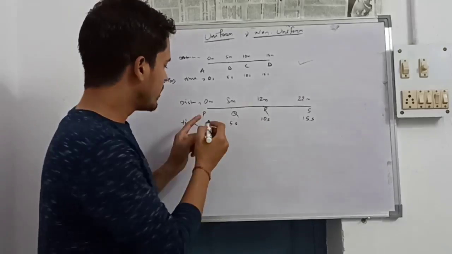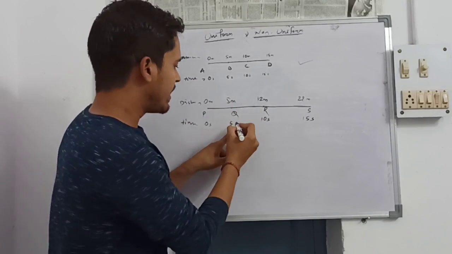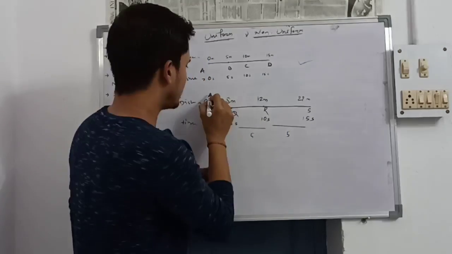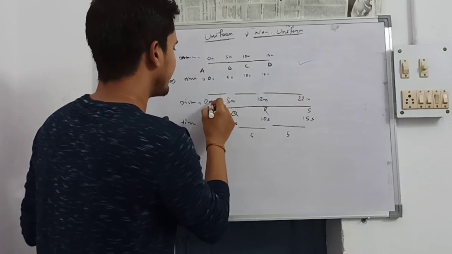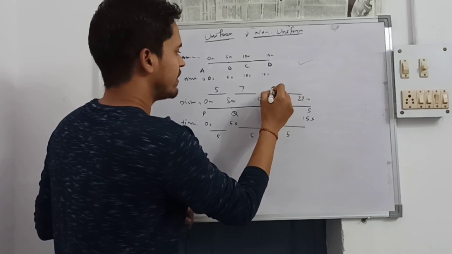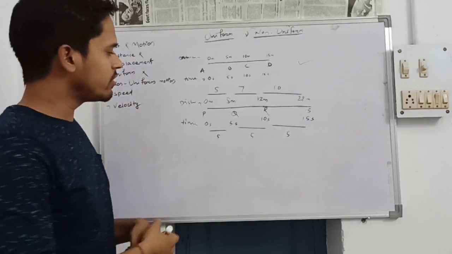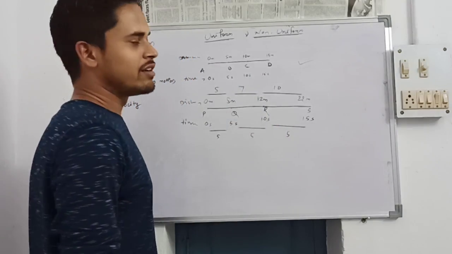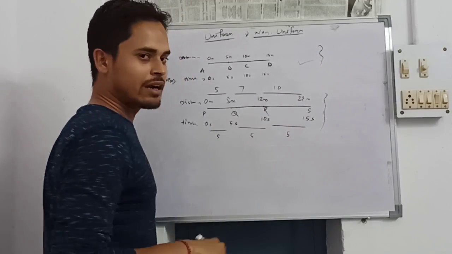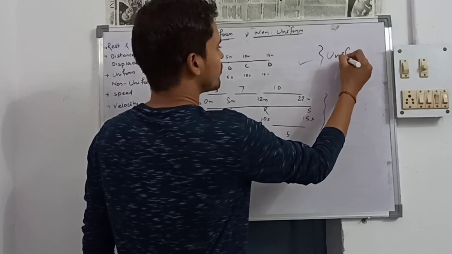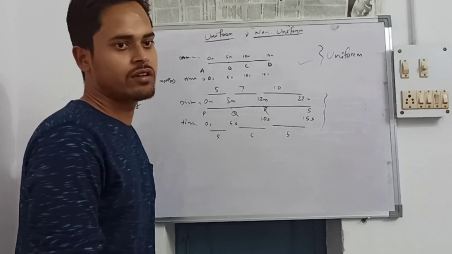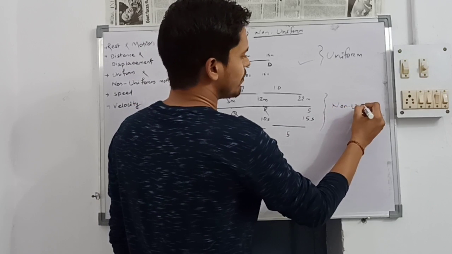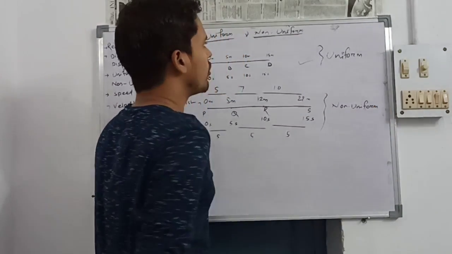So here you can observe, in the first 5 seconds it is covering 5 meter, in the next 5 seconds, the time interval is the same, 5 seconds, 5 seconds, 5 seconds, but the distance covered is 5 meter, 7 meter, 10 meter. So what you are observing here? The time interval is constant, but the distance traveled is different. From this example, you can tell the first is in a uniform way, so this type of motion is uniform motion. The second is in a non-uniform or irregular way, that's why it is non-uniform. This is a very basic example of uniform and non-uniform motion.